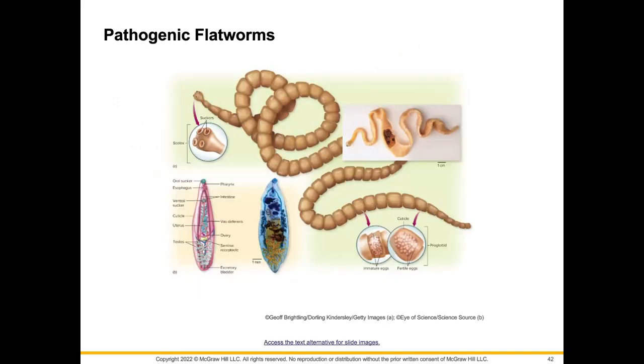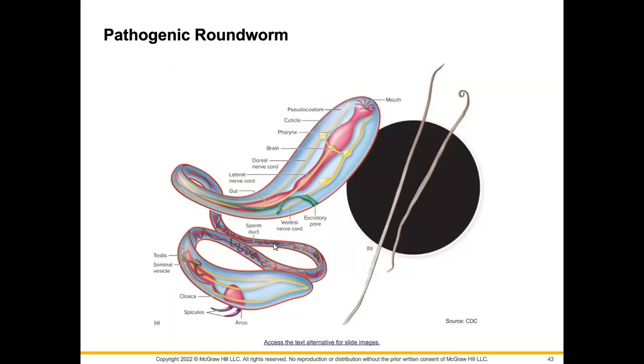So what we're seeing here is a few examples. We see the flatworms. Here we see this very, very long one would be our tapeworm, and you can see a real picture of it here. And then we see our ovoid shaped flatworms. And then here we see our roundworms. So these are the real pictures of what they would actually look like. You can see that they're not flat, they're round, hence the name.